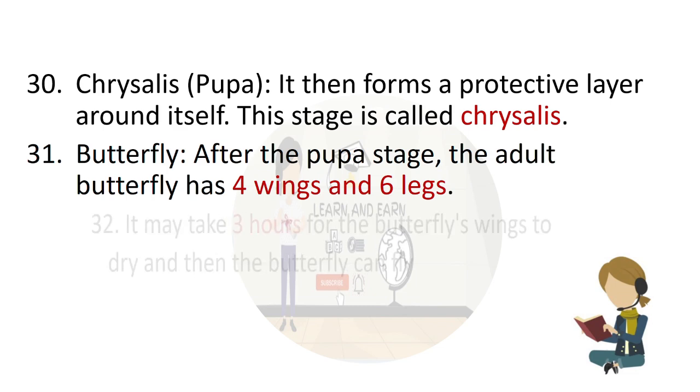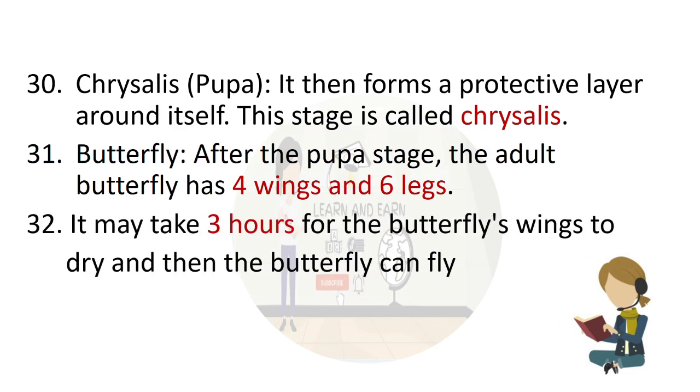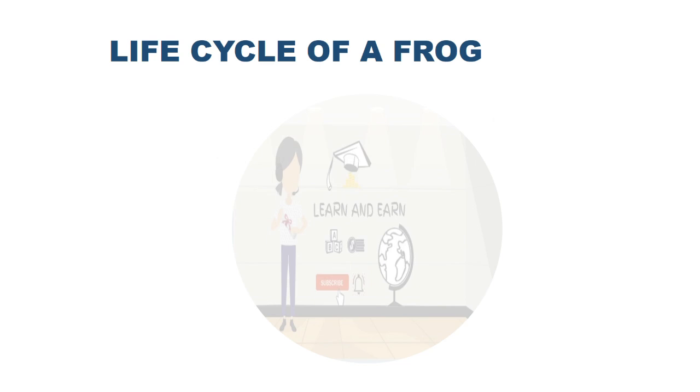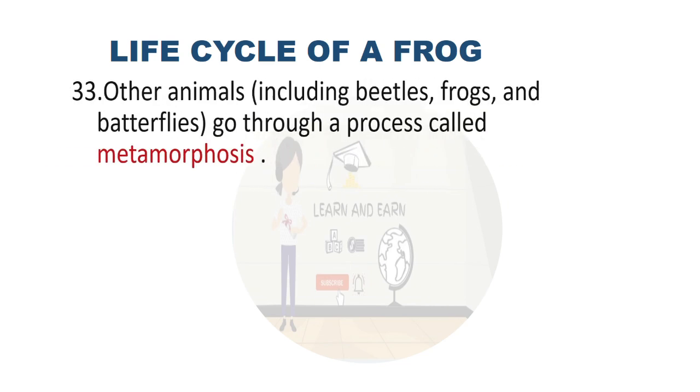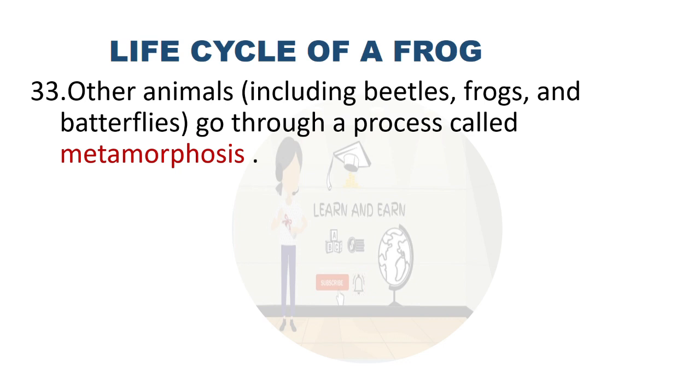MCQ 32 is: it may take 3 hours for the butterfly's wings to dry and then the butterfly can fly. MCQ 33 is the life cycle of frog. Other animals including beetles, frogs and butterflies go through a process called metamorphosis.